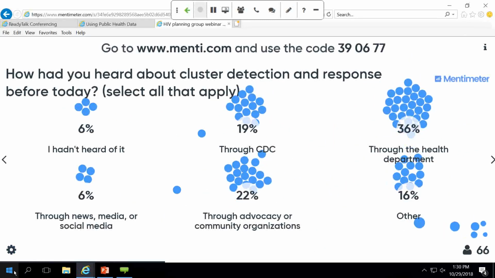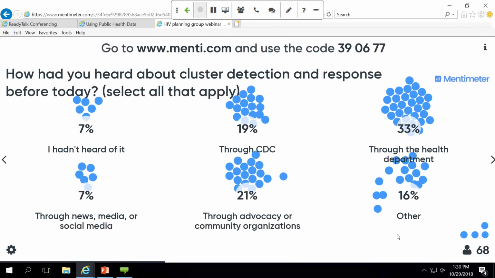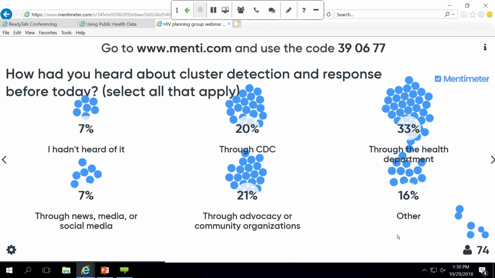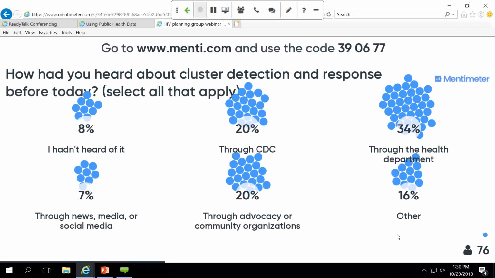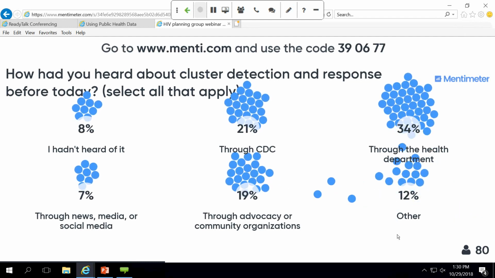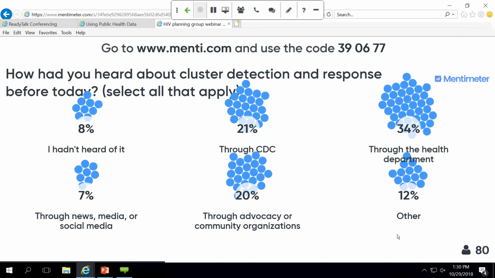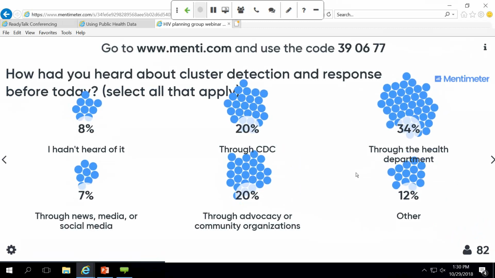Right. Good, the bubbles resized. I was thinking the whole screen was going to be covered in bubbles. All right. Great. It looks like a lot of you have heard about it through the health department, through advocacy or community organizations, through CDC, and then a smattering of others. So great. That's good to know. Thank you. Okay. As I said, you can keep answering that if you're still logging your answer, and then move on to the next question when you get a chance.